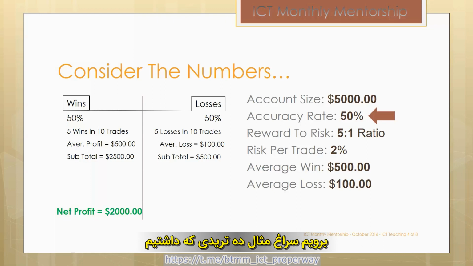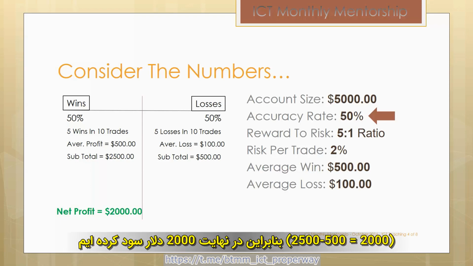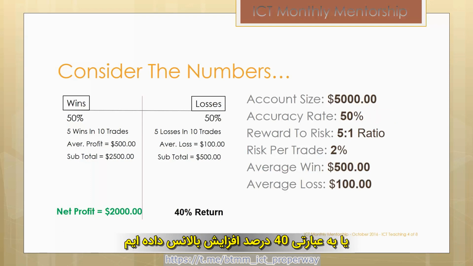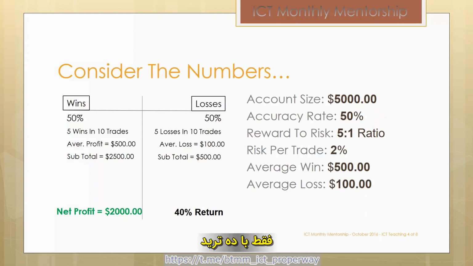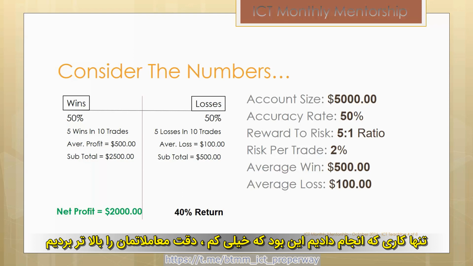On a sample set of 10 trades, the average win stays at $500, the average loss stays at $100. 5 wins at an average profit of $500 brings us to a subtotal of $2,500, while 5 losses of the 10 sample set trades, average loss $100, is a subtotal of $500. So $2,500 minus $500 loss on 5 losing trades gives us a net profit of $2,000, or a 40% return on 10 trades. The factor of just increasing to a 50-50 hit rate, we reward the risk 5-to-1 with a risk per trade of 2%. The only thing we're doing is framing our trade around a little bit more success.